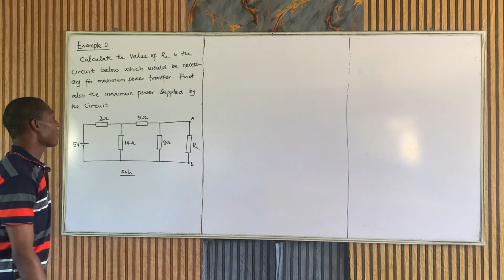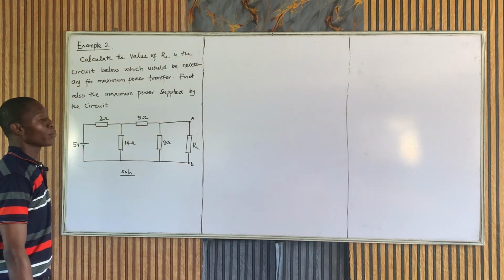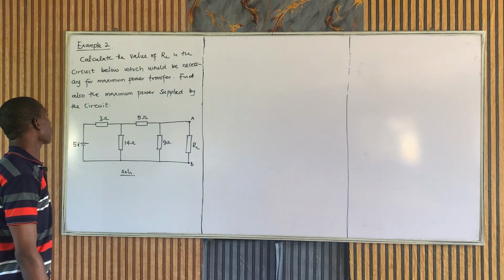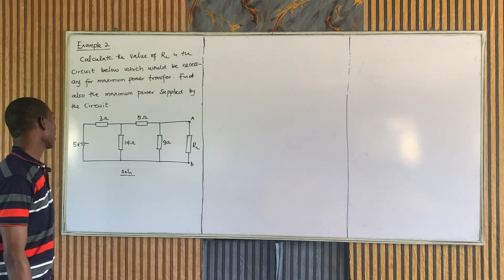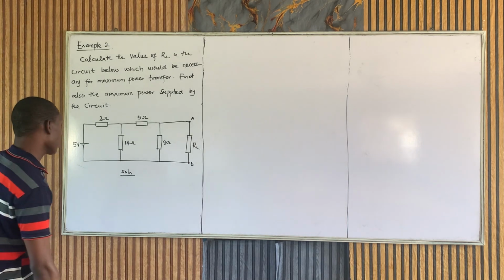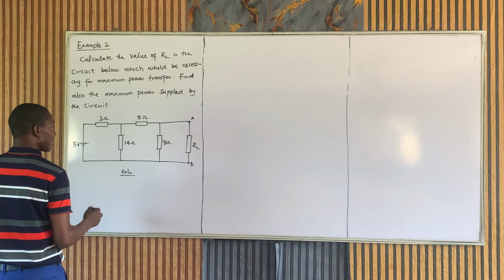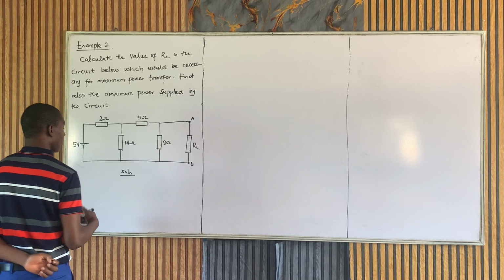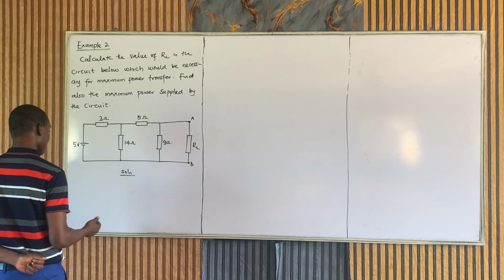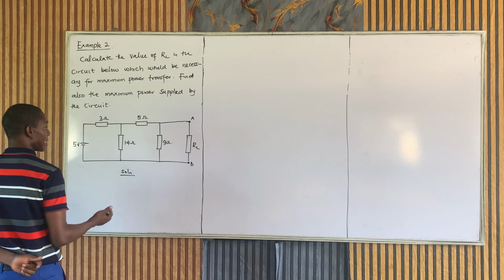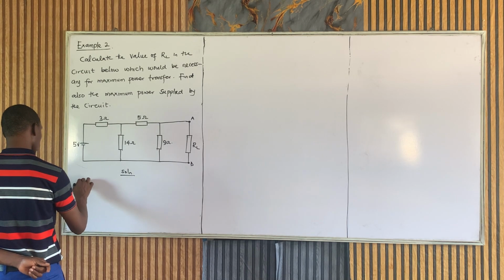Example 2, calculate the value of RL in the circuit below, which would be necessary for maximum power transfer. Find also the maximum power supplied by the circuit. Okay? The first thing here is to get the VTH, or to get your RL first, and whichever one. Let's get our VTH.